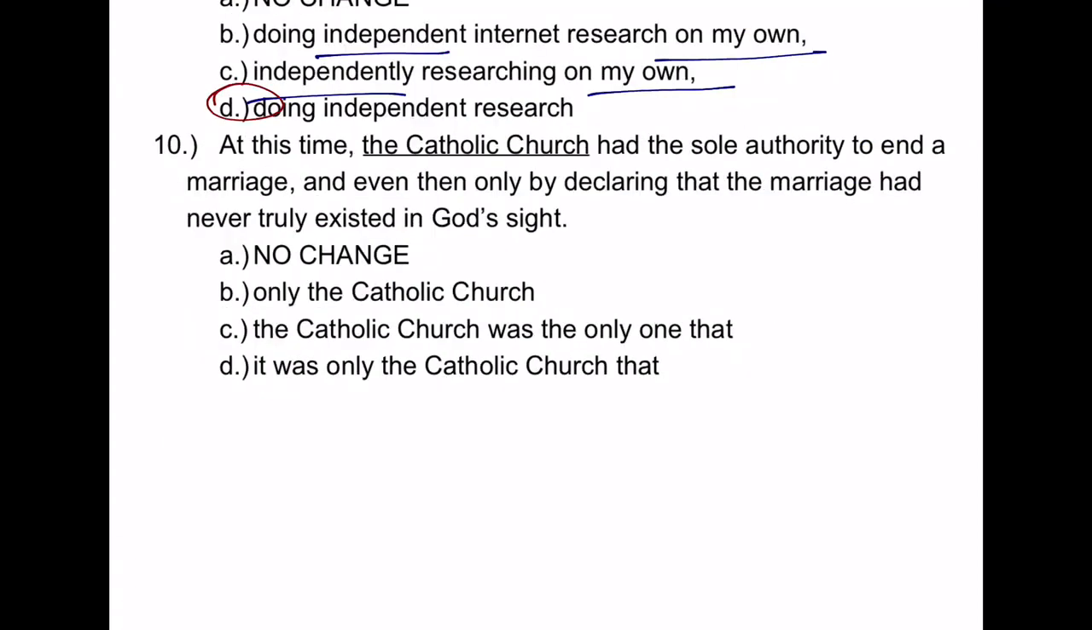For number ten, at this time, the Catholic Church had the sole authority to end a marriage, and even then, only by declaring that the marriage had never truly existed in God's sight. So sole authority, this phrase means that they are the only ones. It was only the Catholic Church. All of those phrases are redundant with sole authority. That's why A is the best choice, to avoid the redundancy.